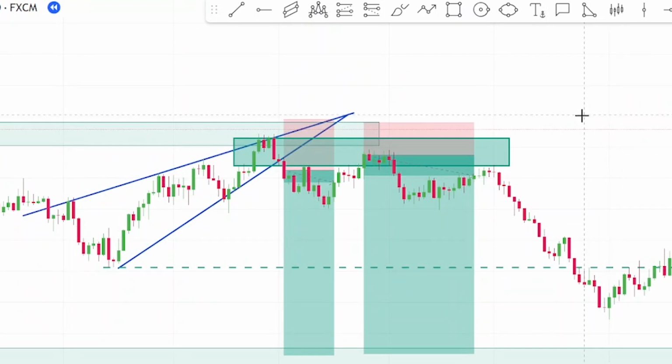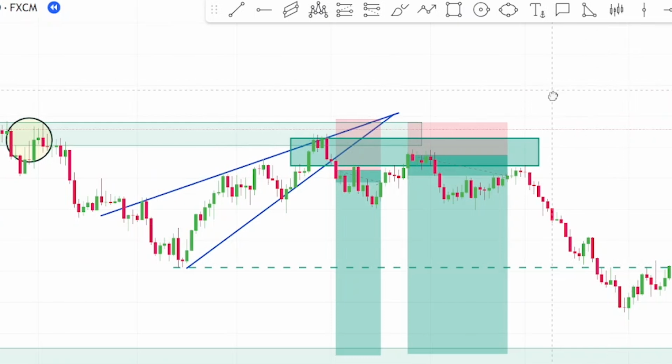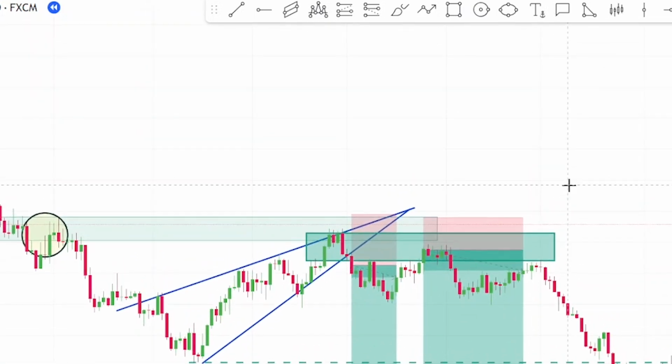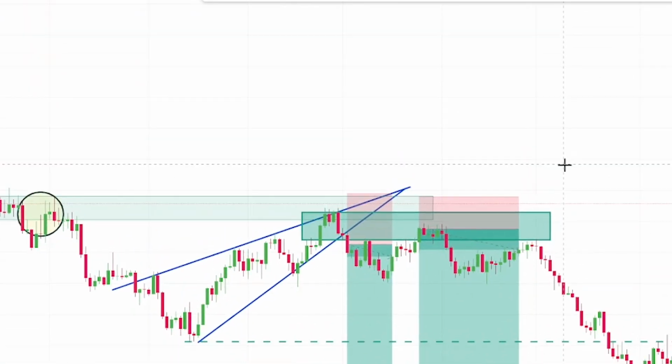So that's how you have to use a rising wedge on the side of reversal. Remember, on the side of bearish reversal and even a continuation of the downside.